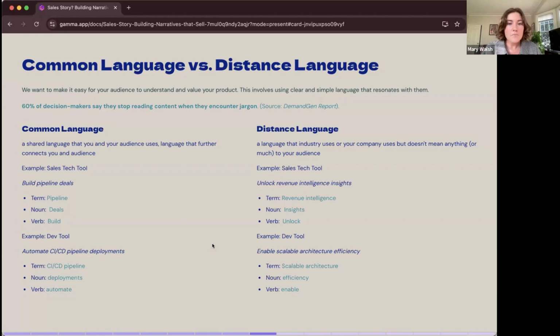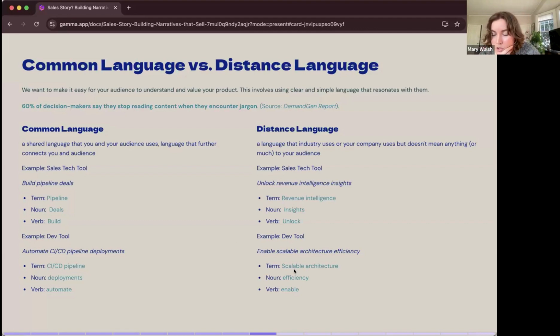So you're going to want to start auditing yourself for the words that you're saying, and auditing the content that you produce, to understand when it's common language and when it's distance language.